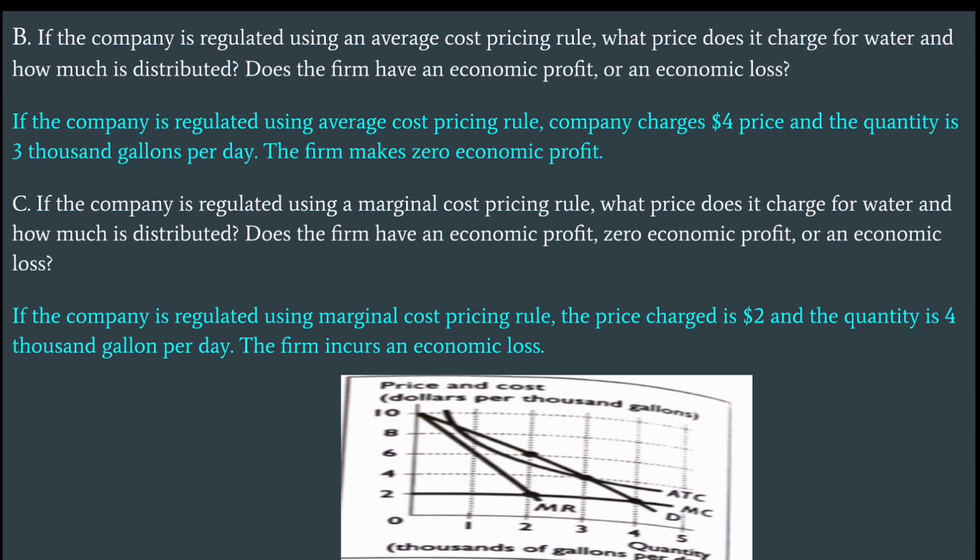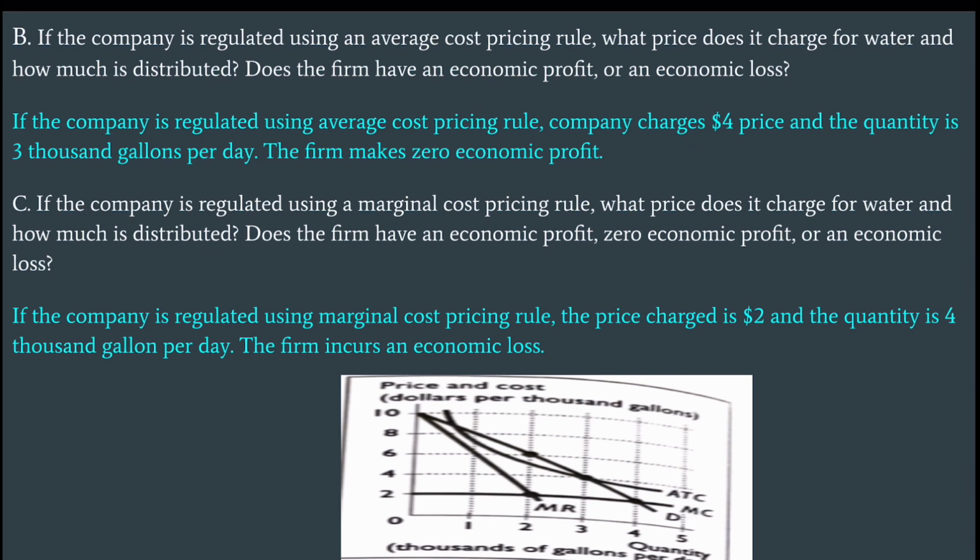If the company is regulated using average cost pricing, what price does it charge for water and how much is distributed? Does the firm have an economic profit or an economic loss? If the company is regulated using the average cost pricing rule, the company charges a $4 price and the quantity is 3,000 gallons per day. The firm makes zero economic profit as shown in the figure.